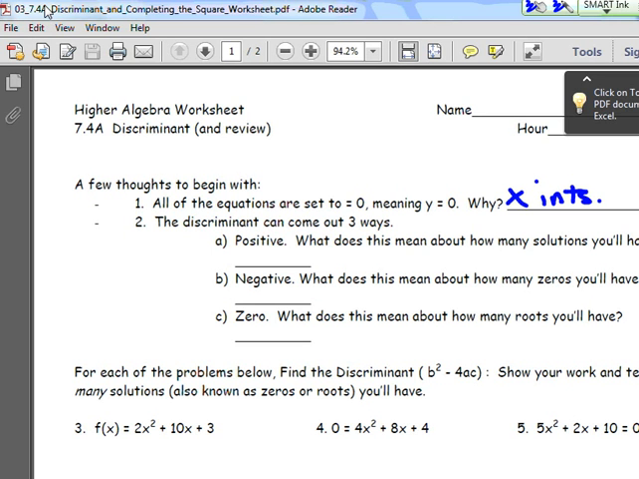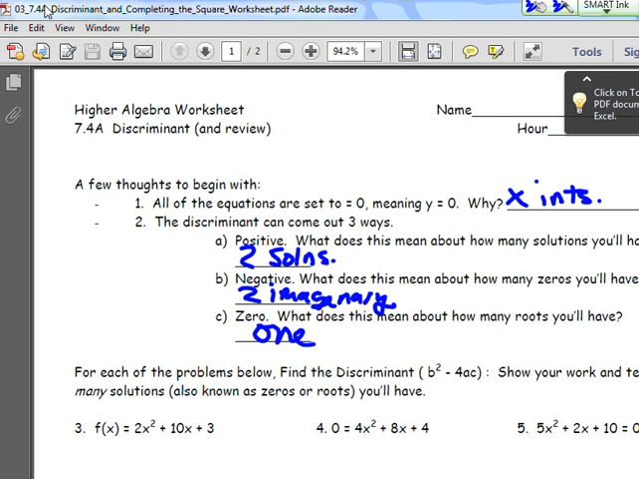Okay, the next thing. 3 things that can happen. The discriminant can come out positive, or negative, or 0. And if it comes out positive, what are you going to get? 2 solutions. If it comes out negative, what are you going to get? You're going to have, I actually am going to call it 2 imaginary. You always get 2 solutions, but they're imaginary if it's a negative underneath the root. And the last one is 0. If it comes out 0, how many roots are you going to have? 1.